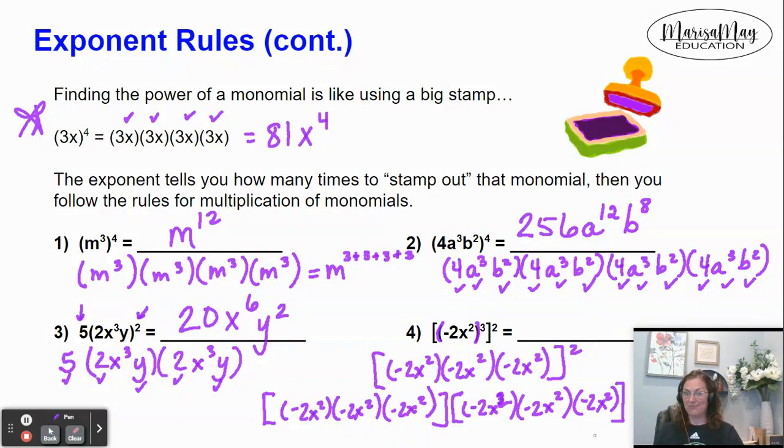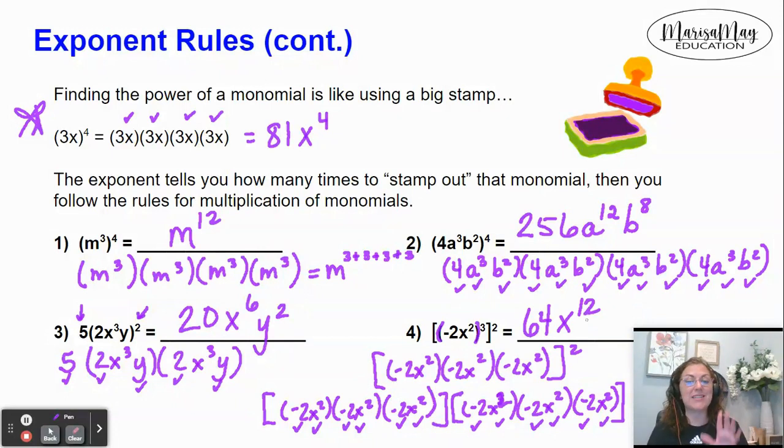Now we can multiply. Okay. Negative 2 times negative 2 is 4, times negative 2 is negative 8, times negative 2 is positive 16, times negative 2 is negative 32, times negative 2 is positive 64. Okay. Now, when you do the exponents, you add them. So 2 plus 2 is 4, plus 2 is 6, plus 2 is 8, plus 2 is 10, plus 2 is 12.